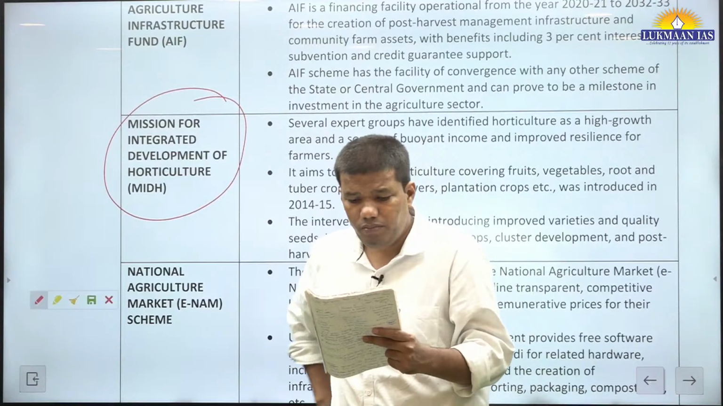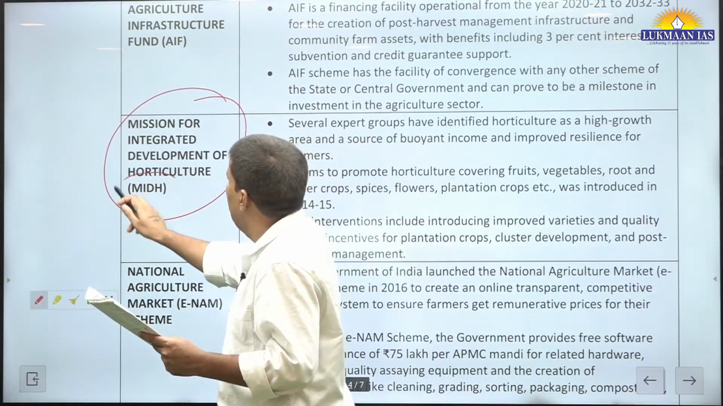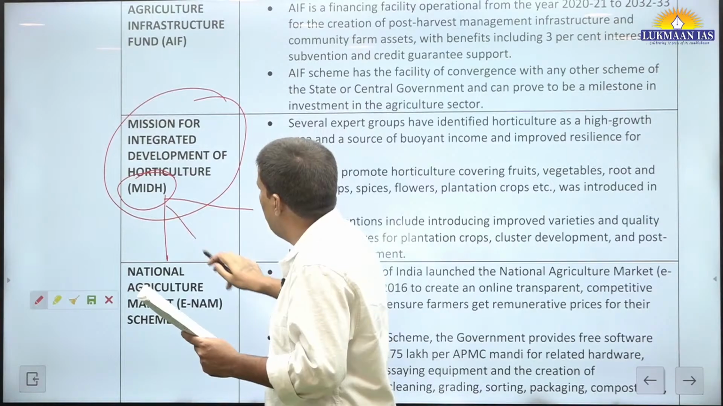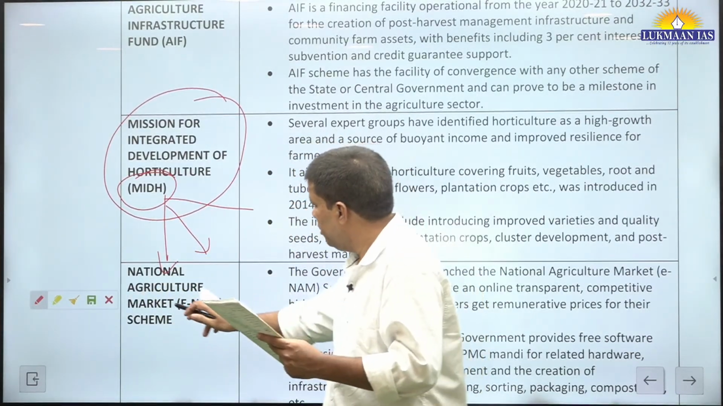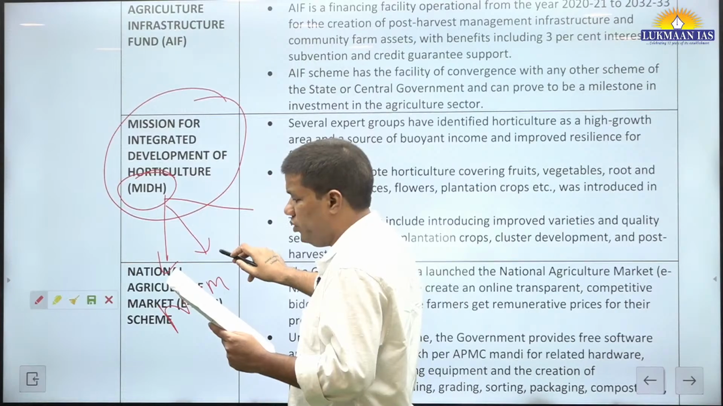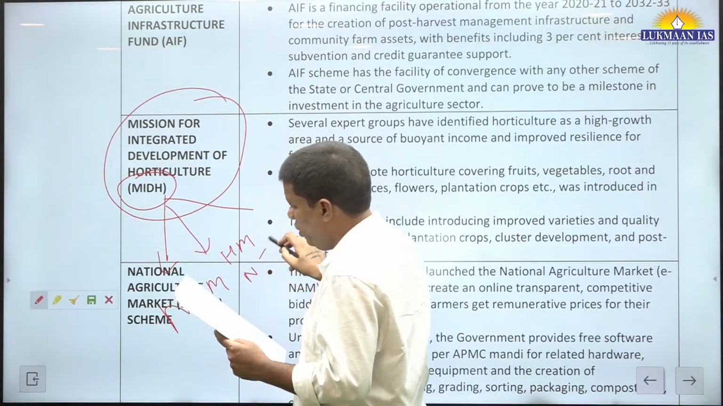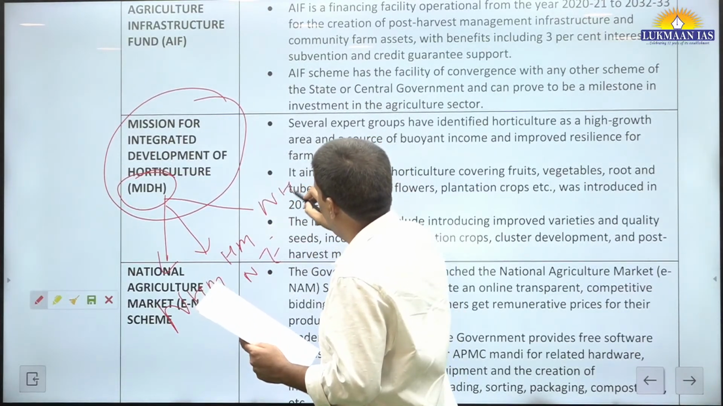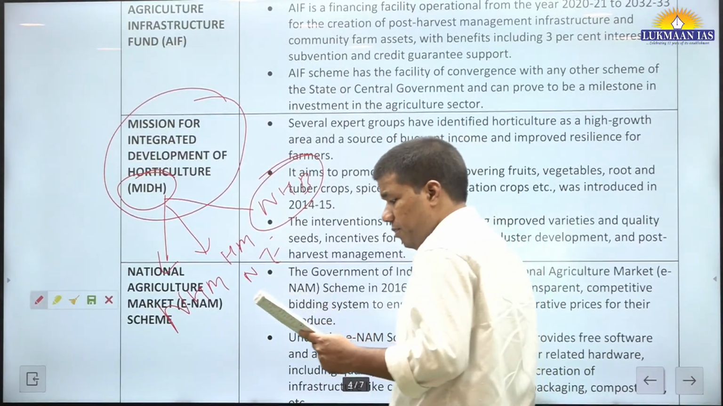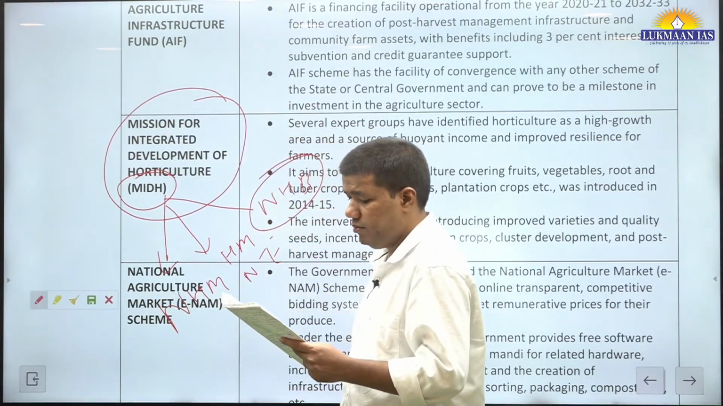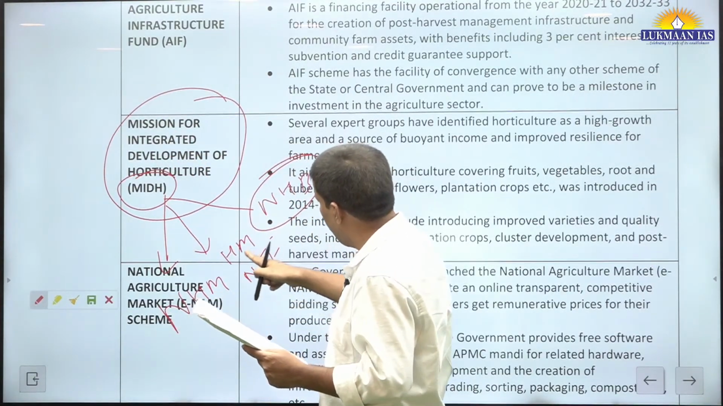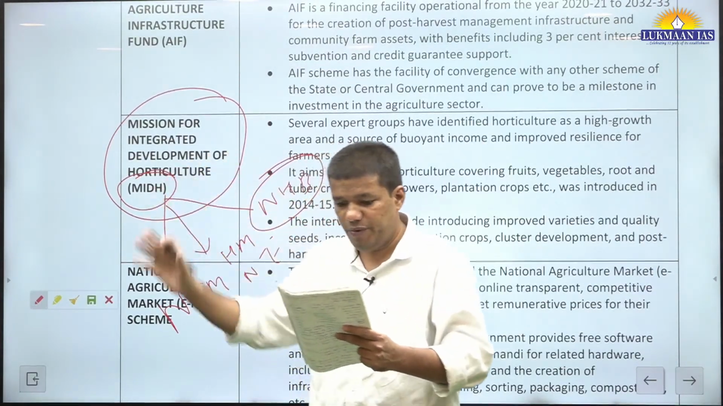MIDH is your Mission for Integrated Development of Horticulture. Within this there are 3. First, National Horticulture Mission, NHM. Second, Horticulture Mission for Northeast. And third, National Horticulture Board. These 3 are the important thing. Add in your notes. See, this is a mission, right? Within this mission, there are 3: National Horticulture Mission, the Horticulture Mission for Northeast, and National Horticulture Board. This big picture you will remember.